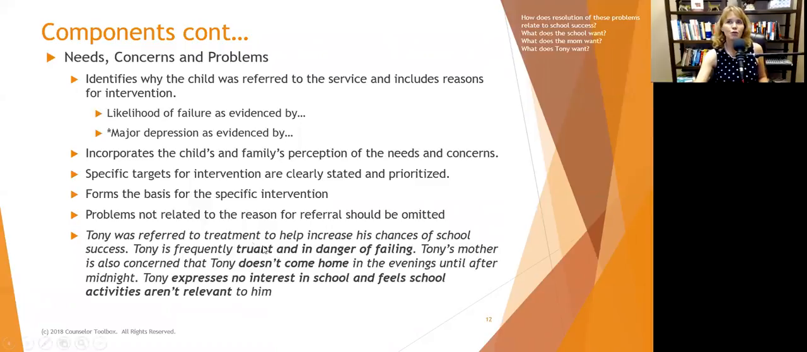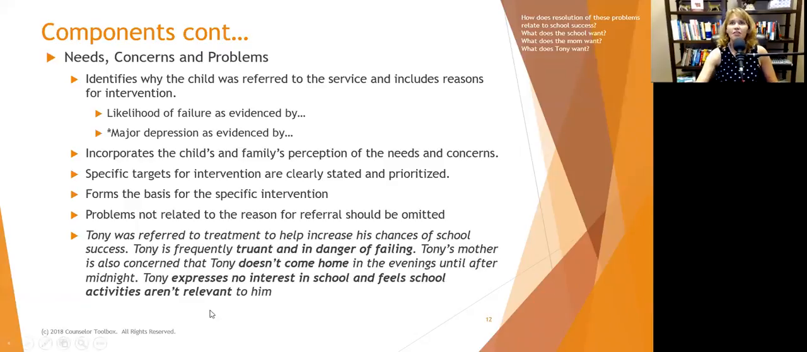But so he's truant and in danger of failing. We want to look at how many days he's had absent and improve his attendance. Look at what his grades are right now, get those up. He doesn't come home in the evenings until after midnight. So we want to try to start getting him home before midnight, because that's one of the things that mom thinks is probably contributing to his problems at school, and help him get invested in school, because for youth, a connection to their school and to their community is a preventative factor for a lot of mental health and substance abuse issues.